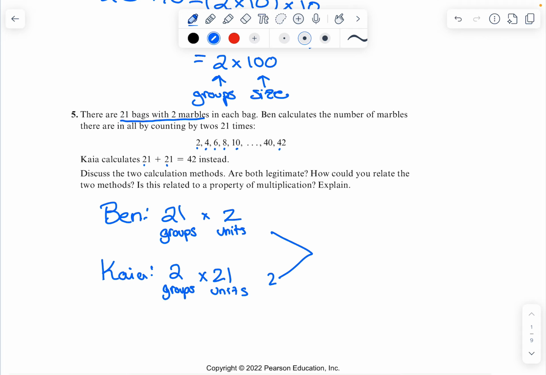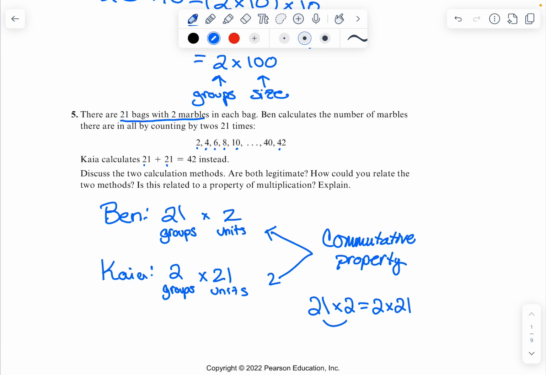these two are related not by the associative property that we've been talking about this whole time, but what property is that? It's the commutative property, right? Commutative property, like commuters going back and forth to work, changing locations. 21 times 2 equals 2 times 21, right? We can reverse the order in these multiplications and it doesn't change. So this method is in fact valid.